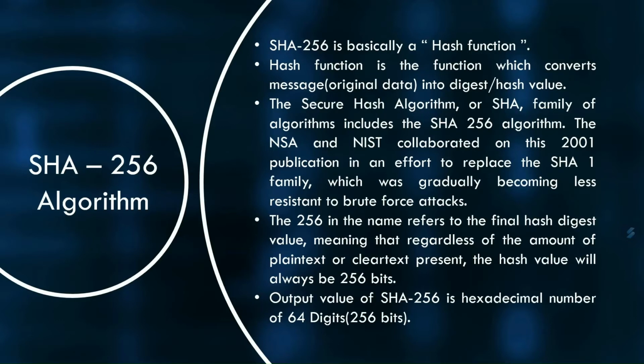The Secure Hash Algorithm, or SHA, family of algorithms includes the SHA-256 algorithm. The 256 in the name refers to the final hash digest value, meaning that regardless of the amount of plain text or clear text present, the hash value will always be 256 bits. The output value of SHA-256 is a hexadecimal number of 64 digits.